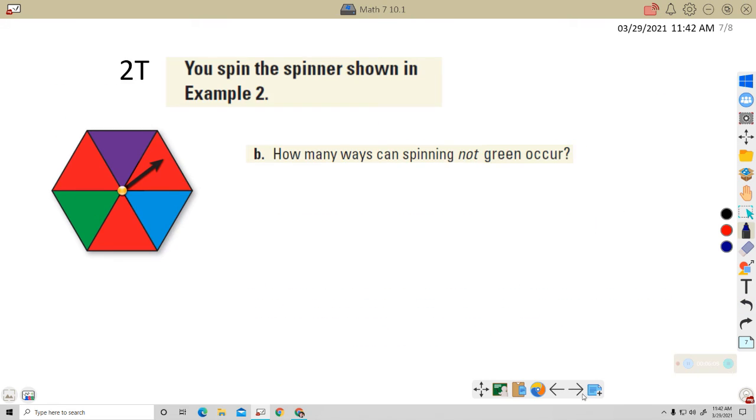Okay, take a look at this one. This is the same example, and answer this question. In how many ways can spinning not green occur?